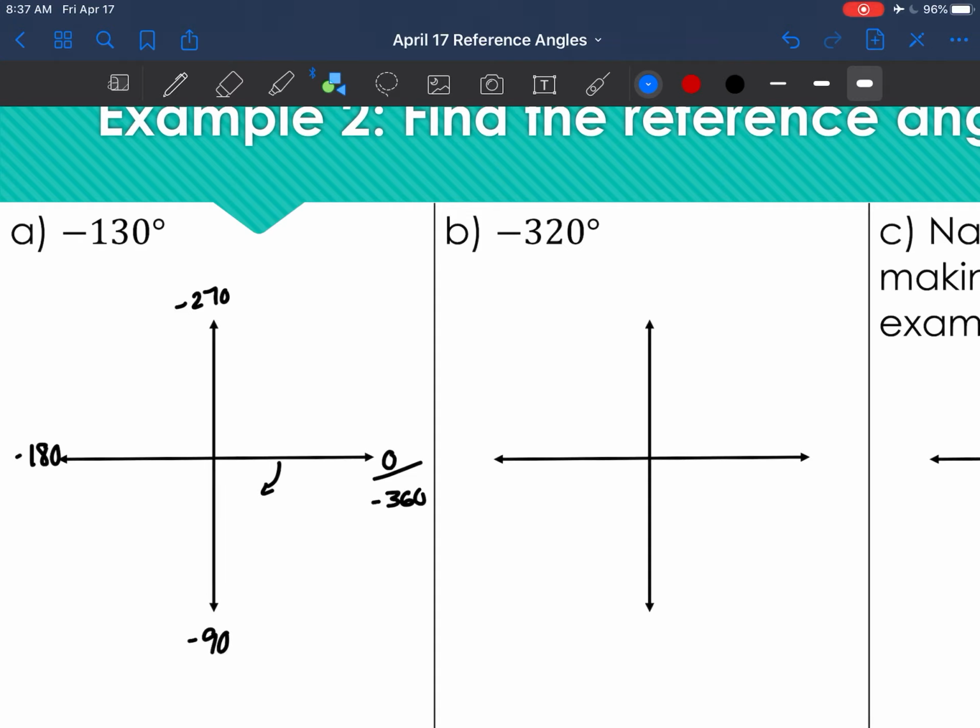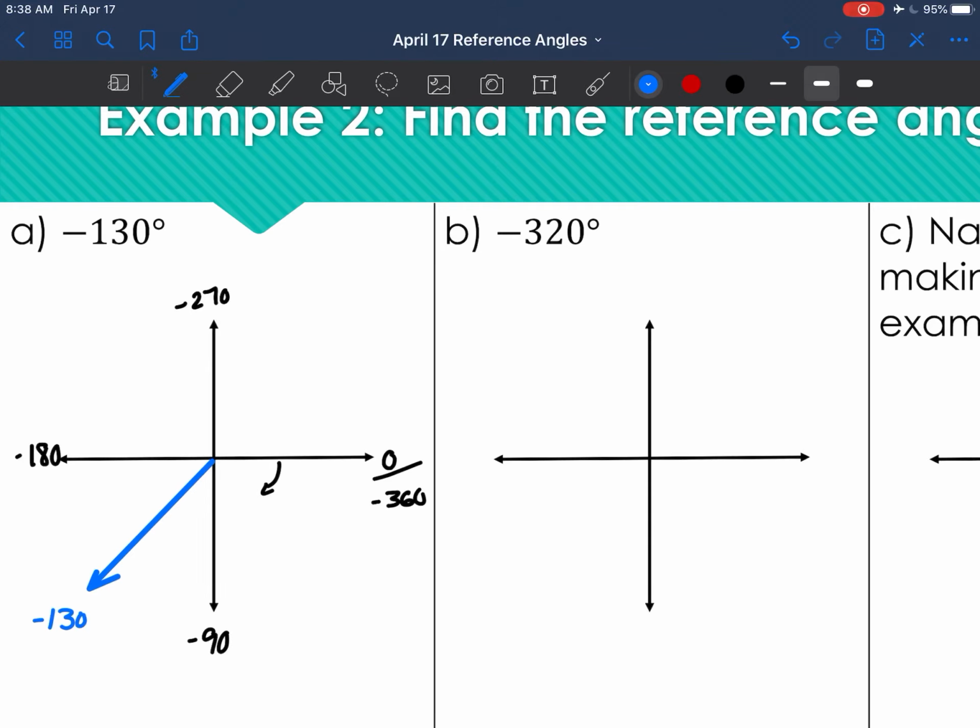All right, so starting at 0 and rotating clockwise because it's negative. So 130 degrees would be somewhere between 90 and 180, kind of in the middle. 135 would be directly in the middle between the two. So this is negative 130 that I just drew here. So I'll write that down just as kind of a visual.